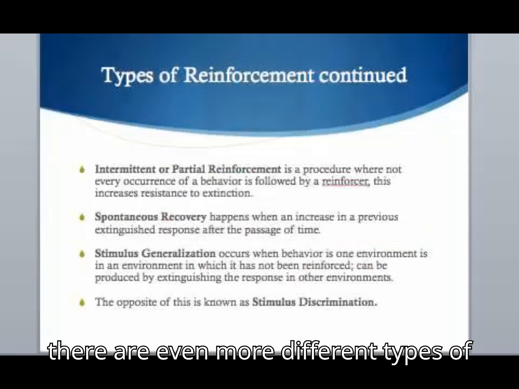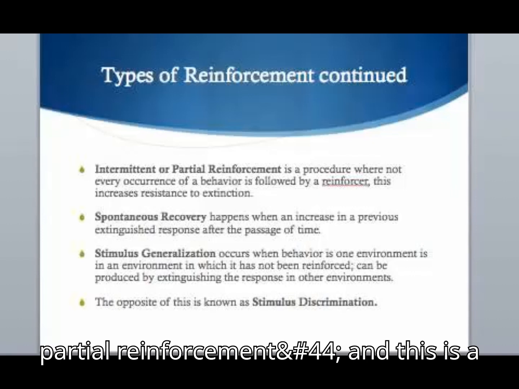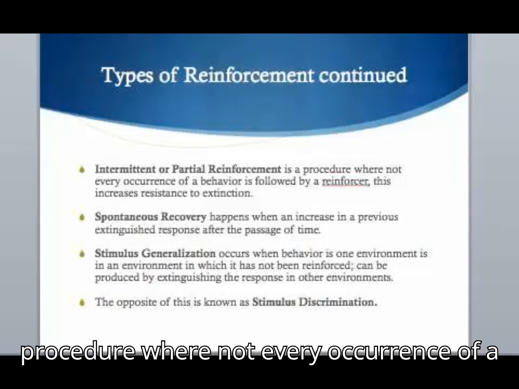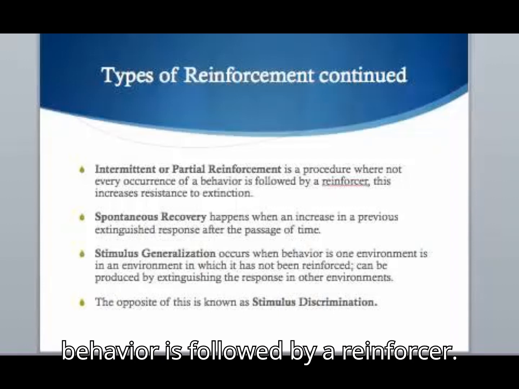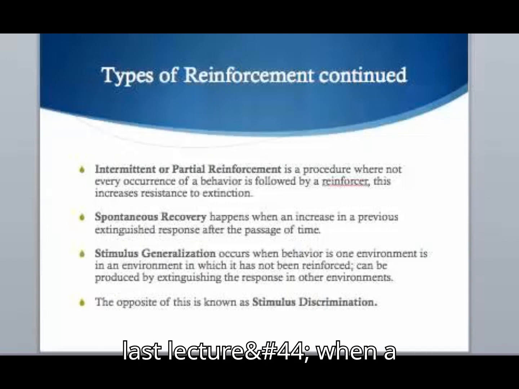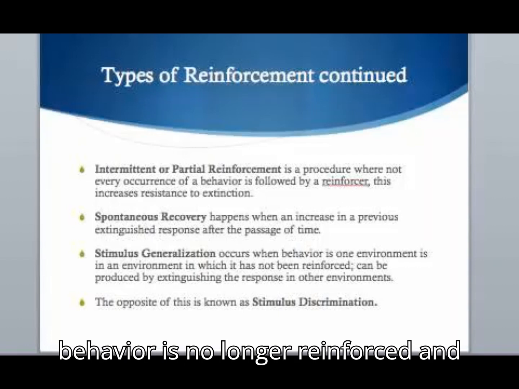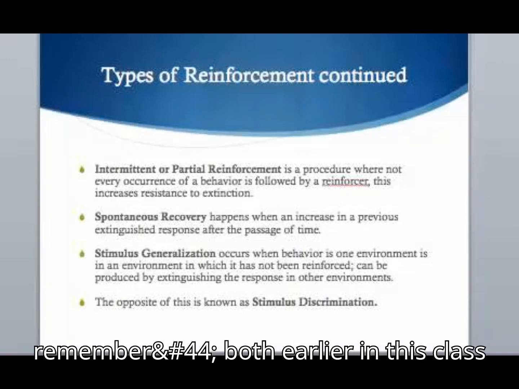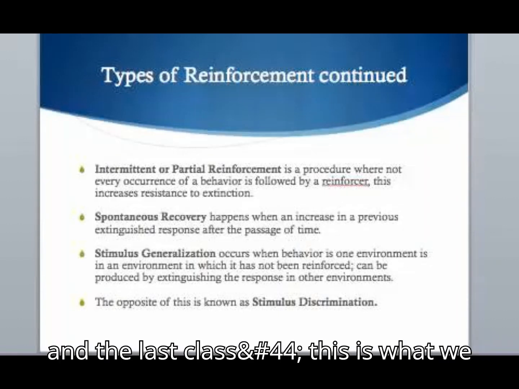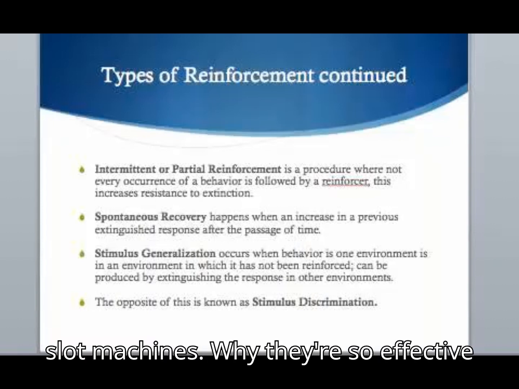And still, there are even more different types of reinforcement. We have intermittent or partial reinforcement, and this is a procedure where not every occurrence of a behavior is followed by a reinforcer. This increases resistance to extinction, as we discussed in the last lecture, when a previously reinforced and learned behavior is no longer reinforced and begins to diminish. So if you remember, both earlier in this class and the last class, this is what we discussed with regard to the effectiveness of variable reward situations such as slot machines.